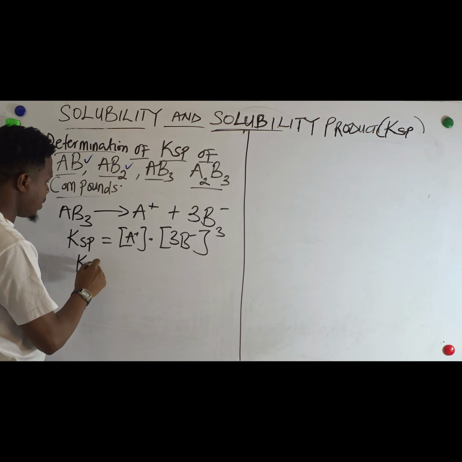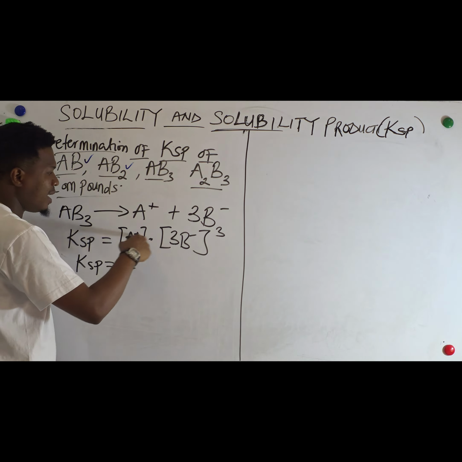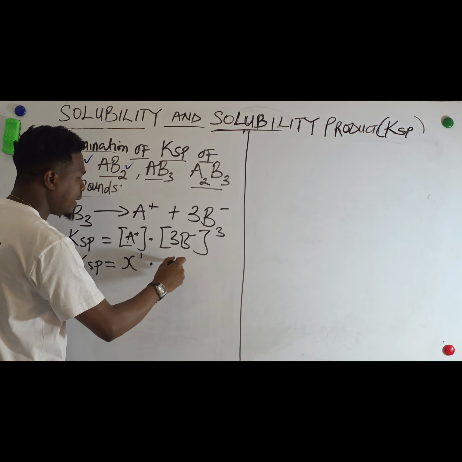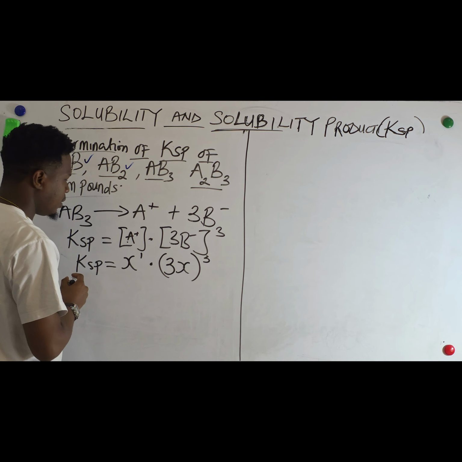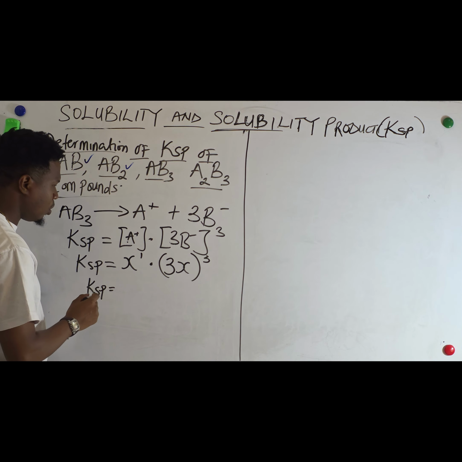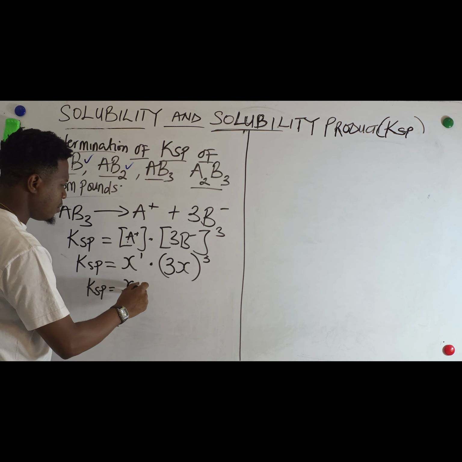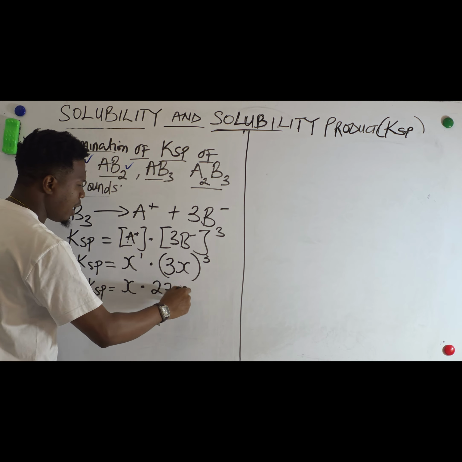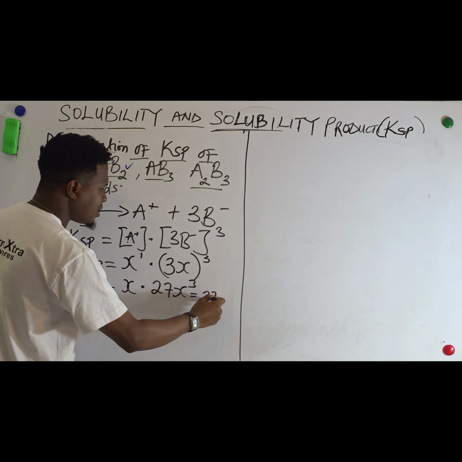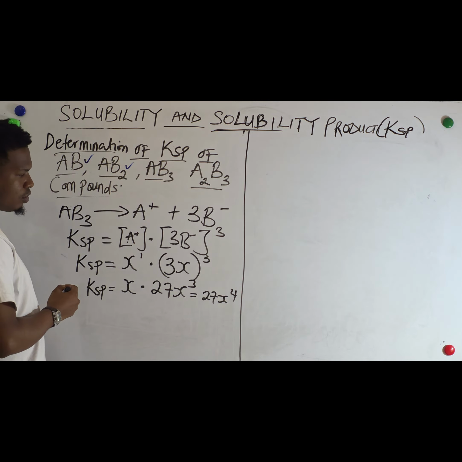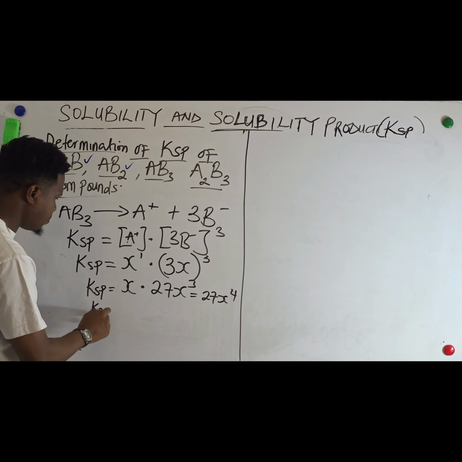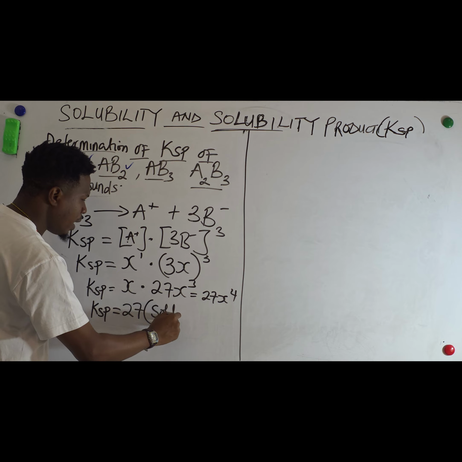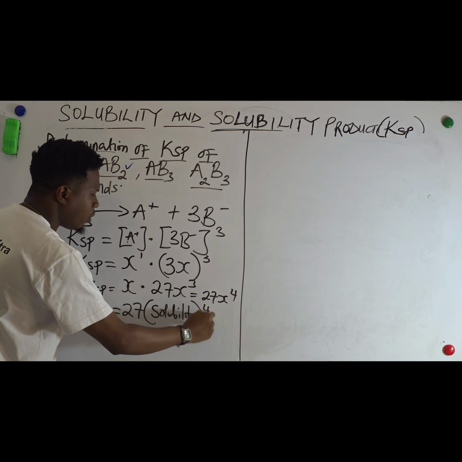So KSP is equal to, this is the solubility, the ions have the same solubility, so it's going to be x to the power of 1 multiplied by 3x to the power of what? 3. So KSP is equal to x multiplied by 3 times 3 times 3 is 27, right? x cubed. So multiplying, we have 27x to the power of 4. So KSP is equal to 27 into solubility, where x is solubility, to the power of 4.